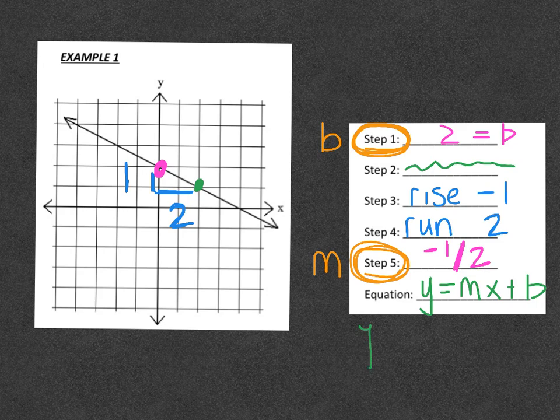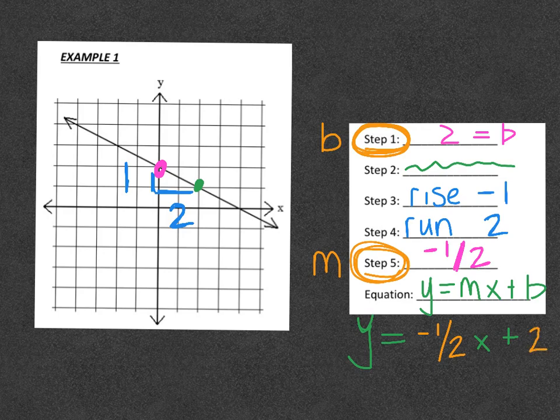It's going to say y equals, and instead of m, now I'm going to use the number that I had for my slope, which was negative 1/2. X is always going to stay there. If the number for your y-intercept is positive, you'll put plus. If it was negative, I would put subtract. And up in step 1, the number I had for b was a 2.